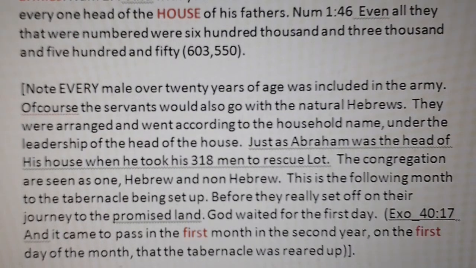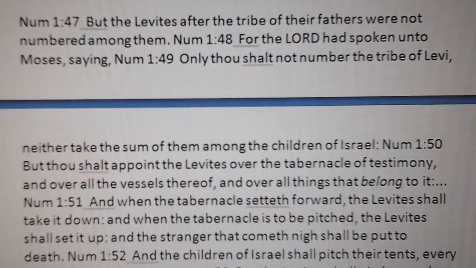Okay, Numbers 1:47. But the Levites, after the tribe of their fathers, were not numbered among them. For Yahweh had spoken unto Moses, saying, Only thou shalt not number the tribe of Levi, neither take the sum of them among the children of Israel. But thou shalt appoint the Levites over the tabernacle of the testimony, and over all the vessels thereof, and over all things that belong to it.